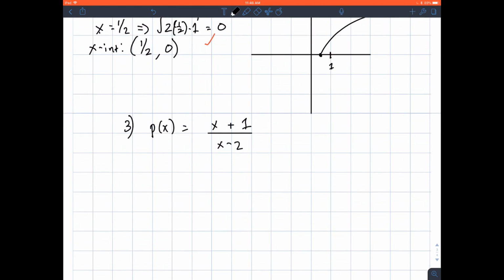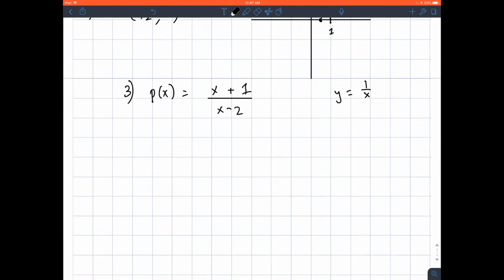The parent function that you should learn in pre-calculus for this one would be something like y is equal to 1 over x, and you know that it looks something like this.